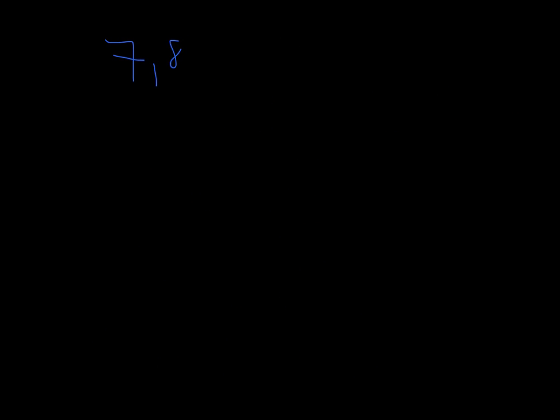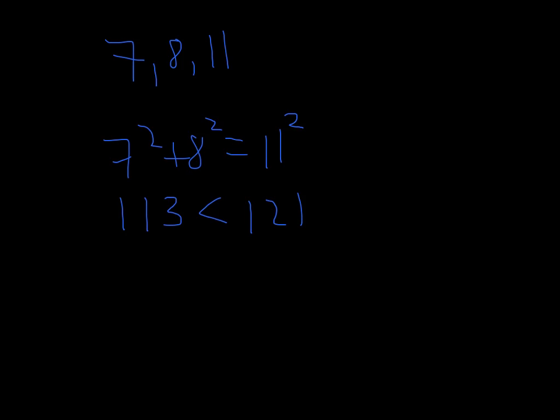So we know 7, 8, and 11. When we did that out, let's do it again quickly. You saw that 121 was bigger than our sum of 113. So that means it's either an obtuse or an acute triangle. So we have to figure out which one it is.